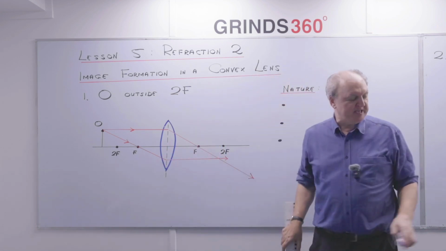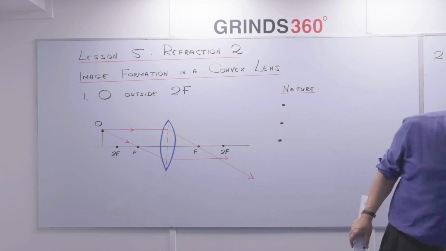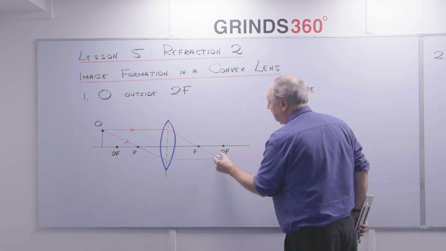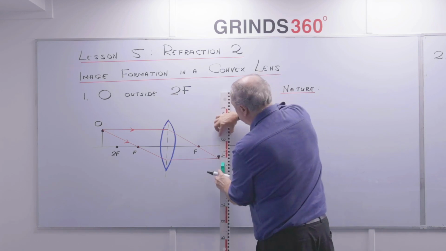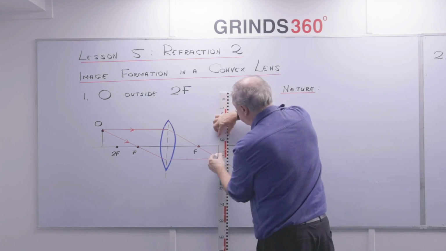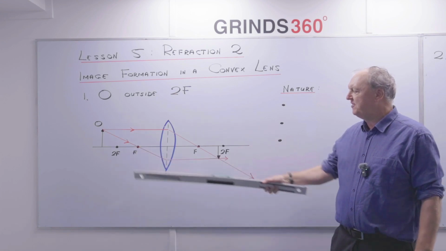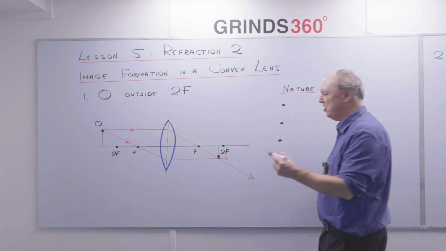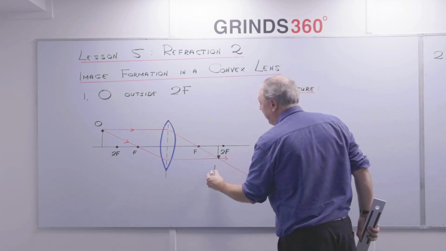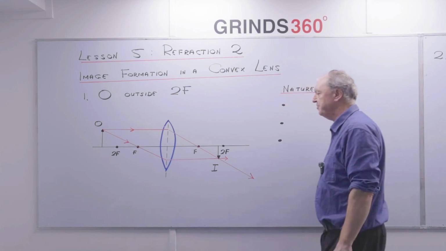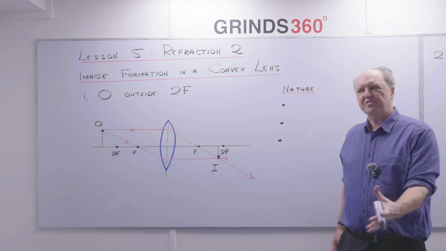And where does the tip of the arrow finish? Well, the tip of the arrow finishes here. And all the other points, therefore, will finish back towards the principal axis. So if the object is outside 2F, the image, which I'll call I, will be between F and 2F. It also looks smaller, doesn't it?